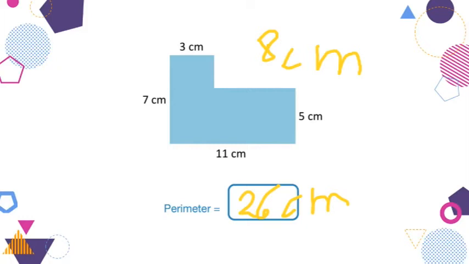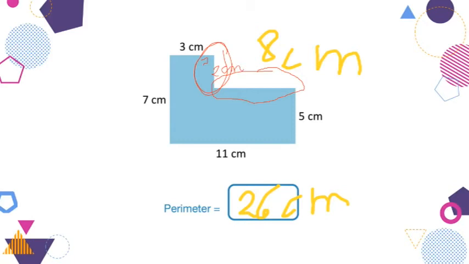Okay, class, look at the shape. Rahama said that this side is equal to 8 centimeters. That is correct, because 11 minus 3 is 8. But what about this side, Rahama? Yes, you forgot to find the measurement of this side. What is the measurement of this side? 2 centimeters, yes, because 7 minus 5 is 2.